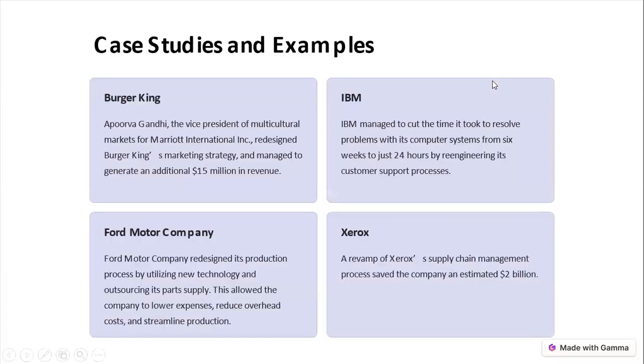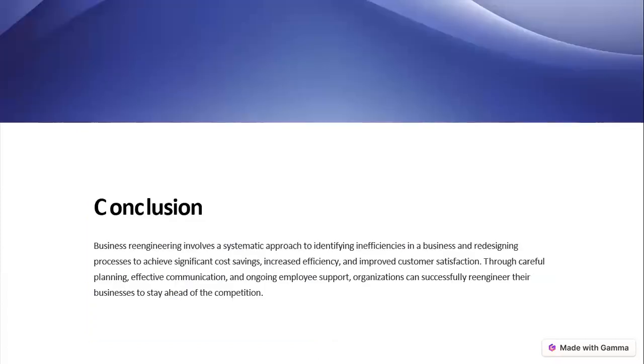Now, case studies: Burger King, IBM, Xerox, and Ford Motors have been part of business engineering on the international level. Conclusion: business engineering involves a systematic approach to identify inefficiencies and redesign processes to achieve significant cost savings, increase efficiency and improve customer satisfaction through careful planning, effective communication, and ongoing employee support. Organizations can also successfully engineer their business to stay ahead of the competition.